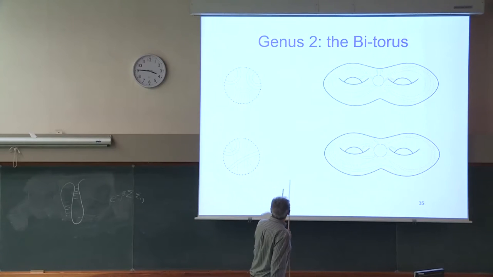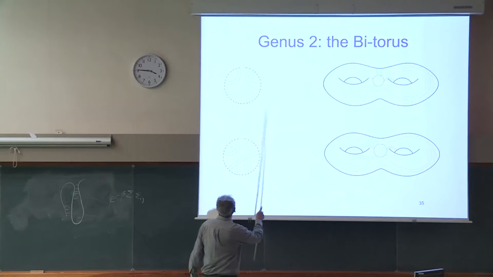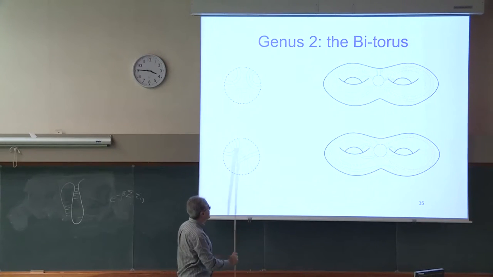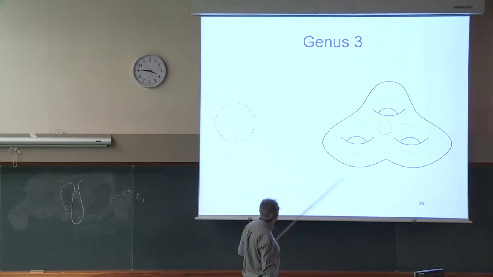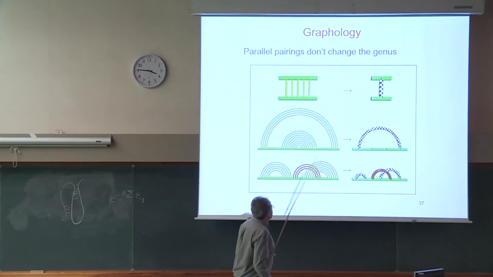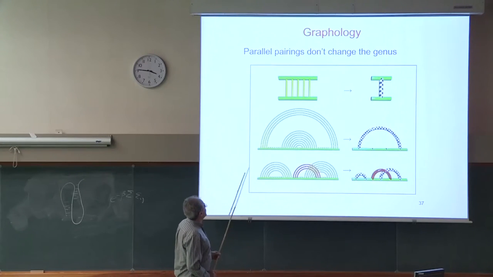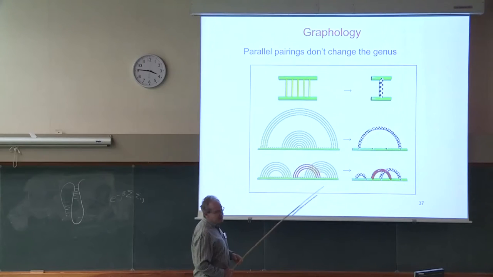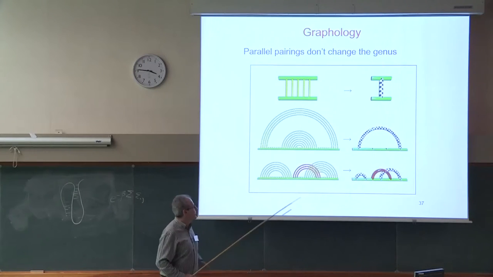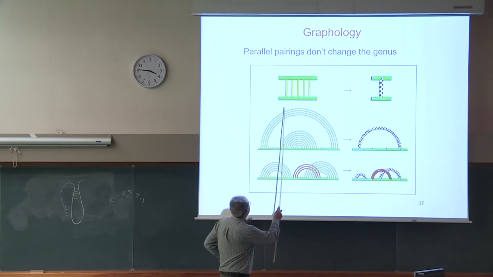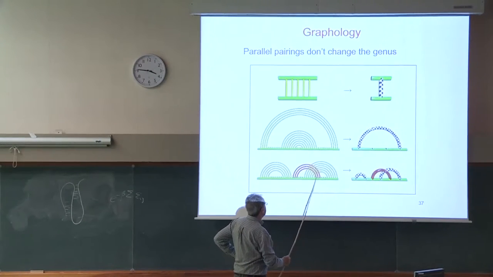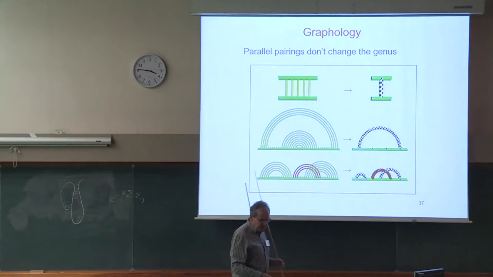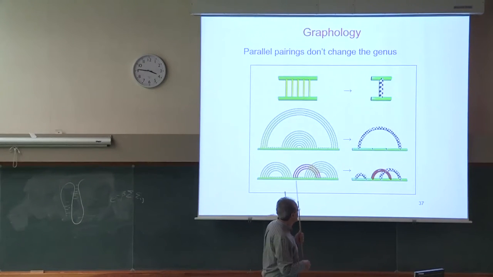So this is a bitorus. This is, for instance, the embedding of a more complicated graph; this is the way you put this graph on the bitorus. This is a tritorus. And of course, since parallel pairings don't change the genus of a graph, when you have things like this, the graph is reduced to one line. So there is a simplification of the topology of the graphs.